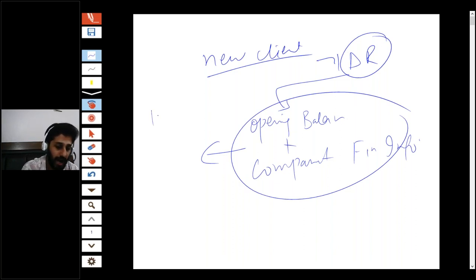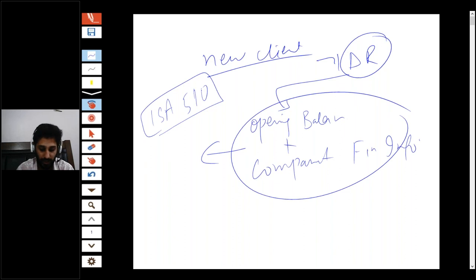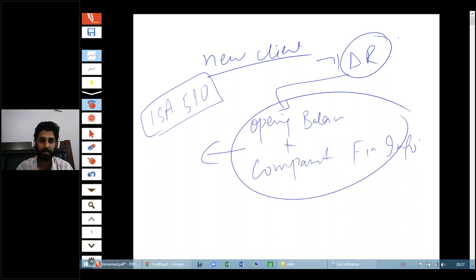And remember that ISA 510 is there, which says that the auditor needs to be very careful that there may be misstatements in the opening balances and the comparative financial information. So you need to apply the ISA's requirement, that is ISA 510, to ensure that opening balances and the comparative financial information are free from material misstatement. So whenever there is a new client, this is a very important and significant risk.